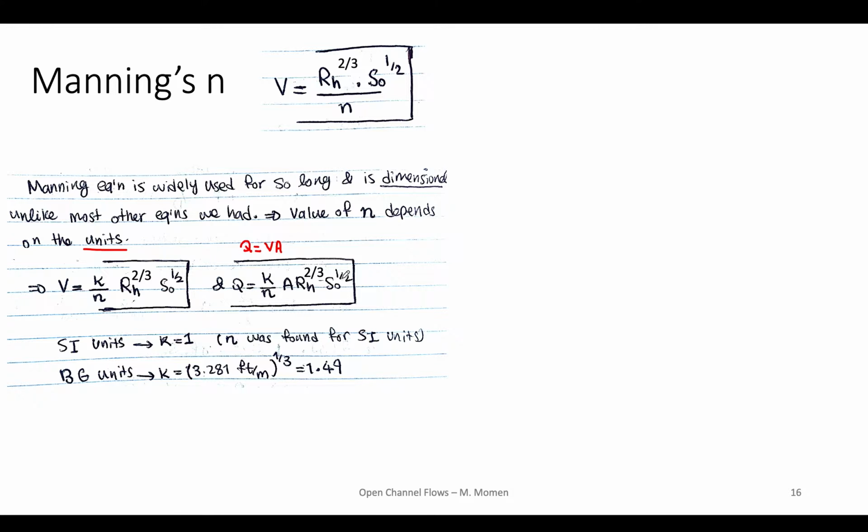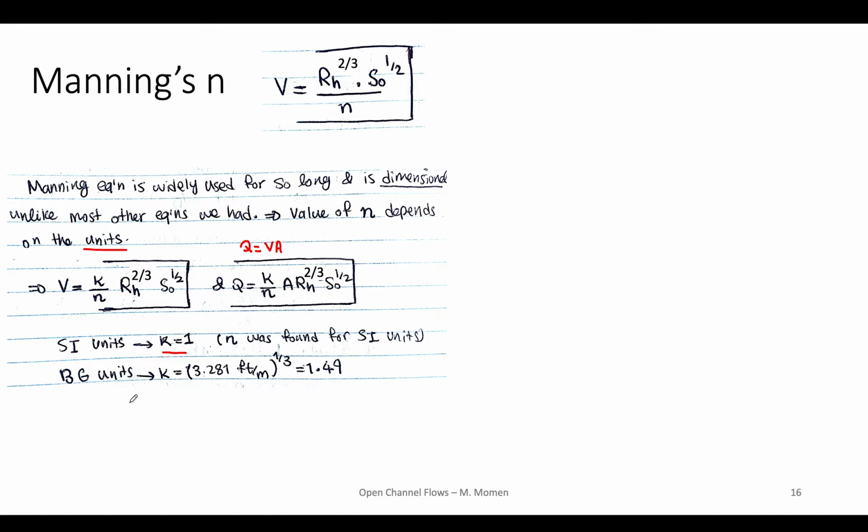As I said, Manning's equation was developed for SI units. When you use SI units, you just set kappa to 1. The reason is, as I said, the values of n were originally found for SI units. So the table that I'm going to show you, which shows the different values of n as a function of the type of the channel, was developed originally for SI units.